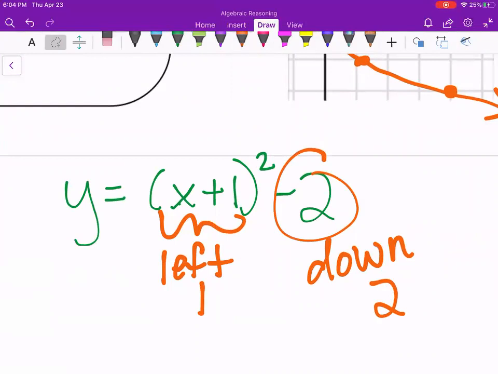All right, guys, I hope you learned something about what happens with that H and K and how the plus and minus can affect or move around your graph.